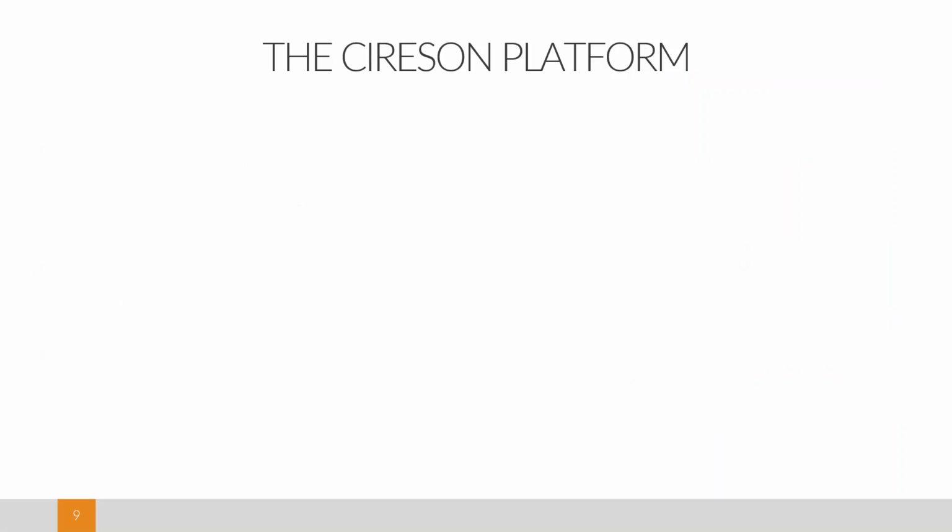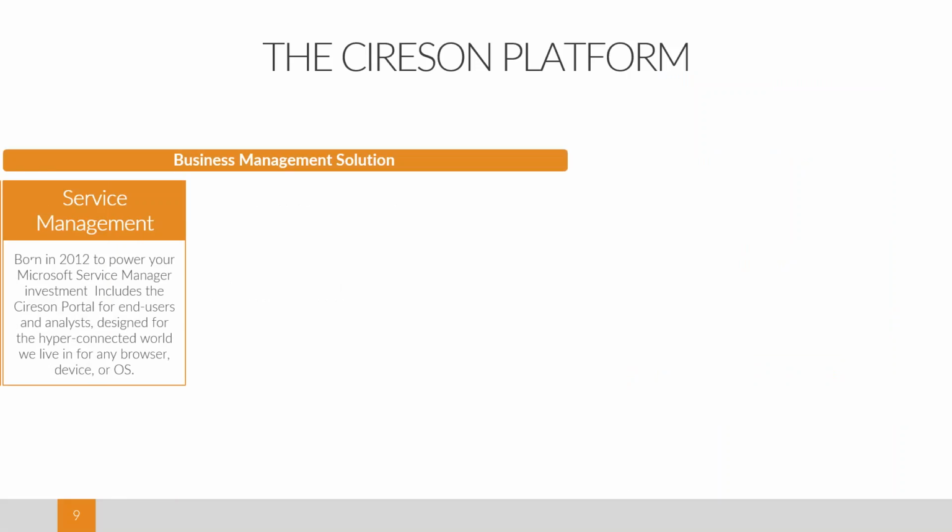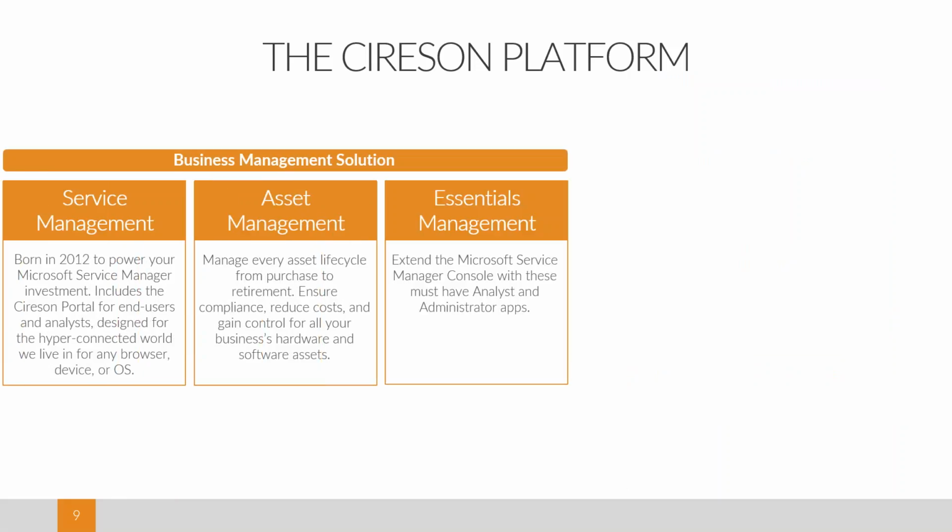Now our platform, the last slide on Cireson, and then we'll jump into today's topic. We have a business management solution, which is an entire suite of technologies. The service management and essentials management streams in those suites help provide some additional administrative as well as end user functionality around service management. The asset management stream is what we're going to talk about today, and I'll show you the benefits of what it can do for taking Configuration Manager data, pulling it into a solution that gives you true lifecycle management of your hardware and software assets. So those are the three different streams we have in the business management solution.